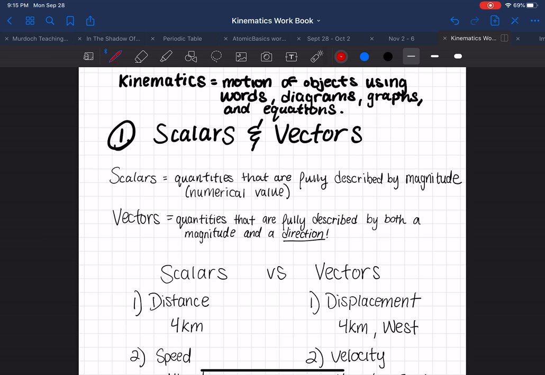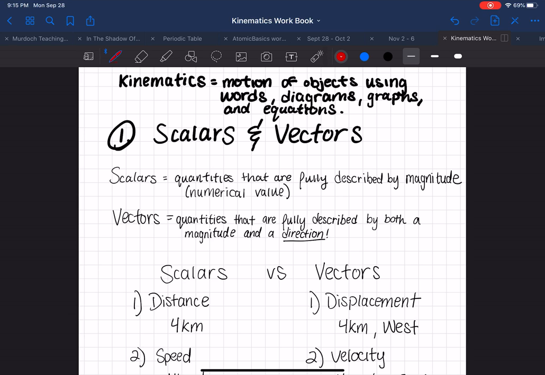So kinematics is what we're studying. It's the motion of objects using words, diagrams, graphs, and equations. So it is very important to understand the vocabulary that we'll be looking into. Vocabulary words such as distance, displacement, speed, velocity, and acceleration, or even just speeding up, turning, slowing down, are all very important words that will be associated with our mathematical equations later on.